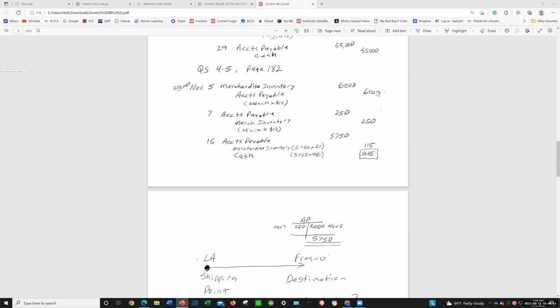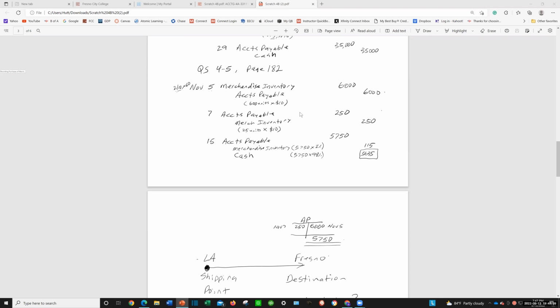$6,000. So let's figure out if we want to pay within the discount period, what would that be? Well, if it's 2/10, n/60, what's 10 days from November 5th? 5 plus 10 is 15. It has to be November 15th to take the discount. Spoiler alert: yes, on the 15th, we're going to pay, so we're going to be able to take the discount. Meanwhile, let's do number 7 on November 7th. We return 25 defective units from the November 5th purchase and received full credit.